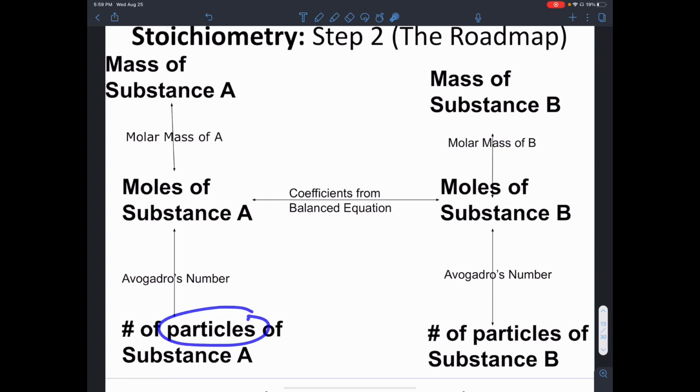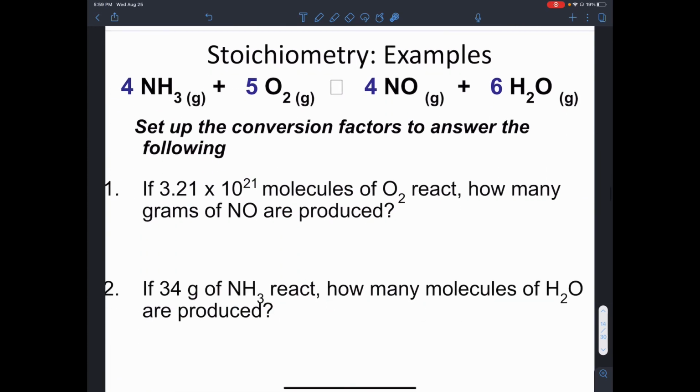Or start out with the particles of one thing, change to moles, find a different substance in the same balanced equation, and determine those particles. Let's give it a try. This is our same balanced equation from the previous slide, and here are some sample problems. Let's set them up and see how they should look.